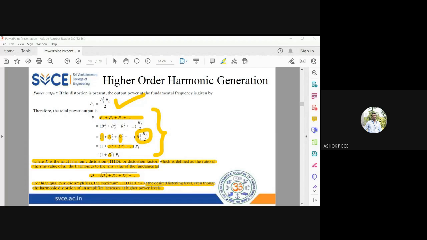Harmonic distortion. Harmonics are integer multiples of your fundamental frequency. In general, I can represent harmonics by this mathematical formula: it is going to be n into f. F is the fundamental frequency and n is going to be an integer. And can anybody say what is the value of n starting from? N starts from?